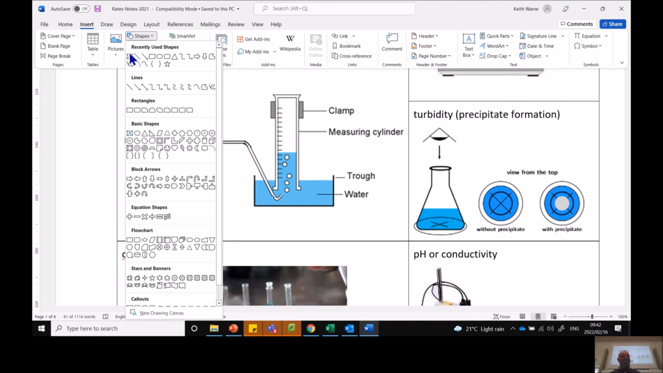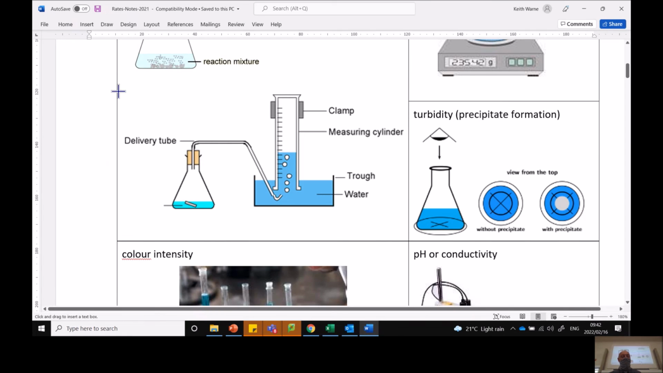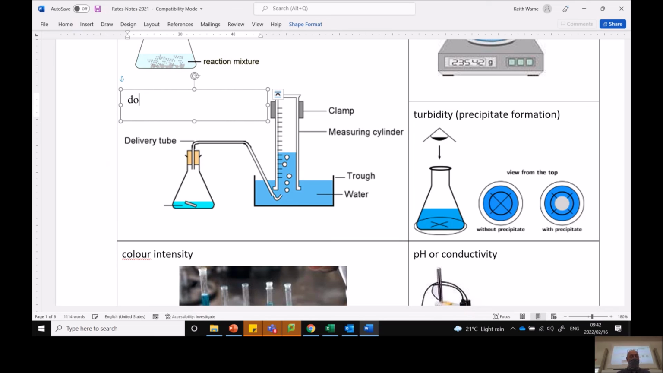Because if they use the words downward displacement of water, you might think, what the heck are they talking about? Downward displacement of water. You often do it like that when you're collecting hydrogen. Obviously, the gas that you're collecting mustn't react with water, and then you collect it by doing that.